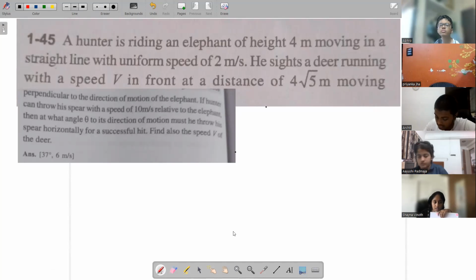So, what does it mean that it is moving in front at a distance of 4√5 meters? Suppose you are moving in this direction. Now in front of you, at a certain distance, a deer crosses your road perpendicularly. Oh, so it's crossing from 4. Okay. Maybe on the line that is crossing your road or your path at 90 degrees, on that path the deer is moving. You're running.